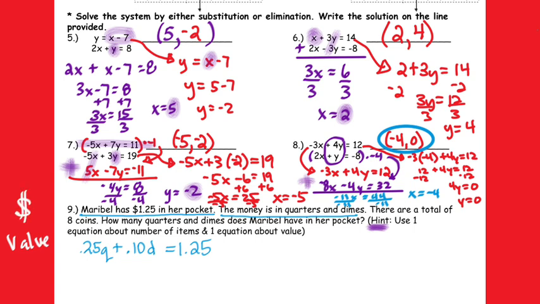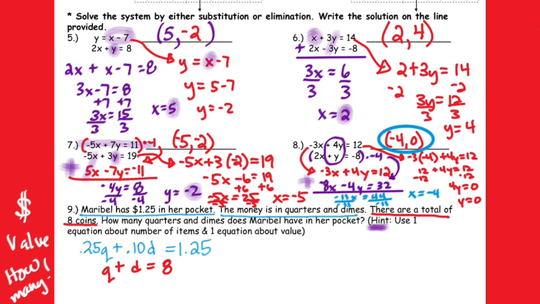So value is money. And it says that Maribel has $1.25. So it tells us the total value that she has. And we know the value of a quarter is 25 cents and the value of a dime is 10 cents. The other part of the hint is to do one on the total amount, right? How many, or quantity. And that's, how many coins does she have? She has 8. What is it made up of? Quarters and dimes. Now that you've set up your two equations, you can solve using elimination or substitution.